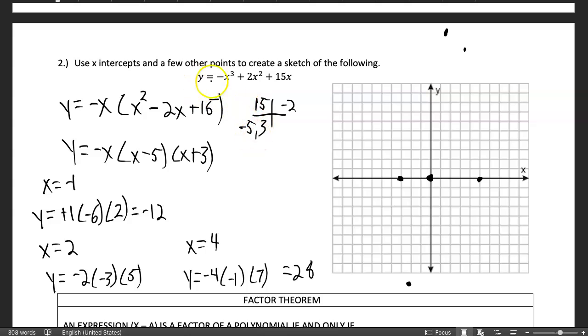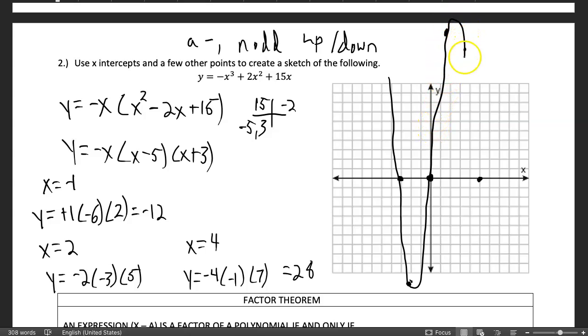What about our end behavior? Well, we have a negative coefficient, and we have an odd degree. So we have a is negative, and n is odd. If we go to look at our table, that tells us we'll be starting up, and we'll be going down. So now it's time to graph this. We're going to start up, we're going to work our way all the way down, back up, and then work our way down. And this is going to be what our graph looks like.